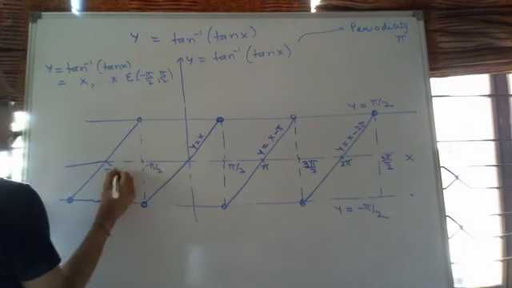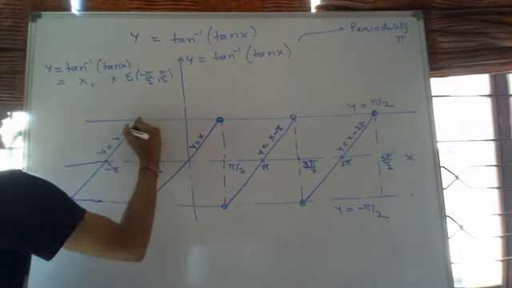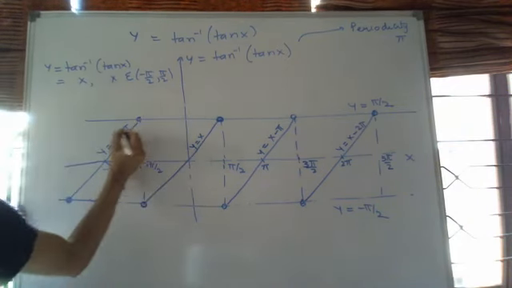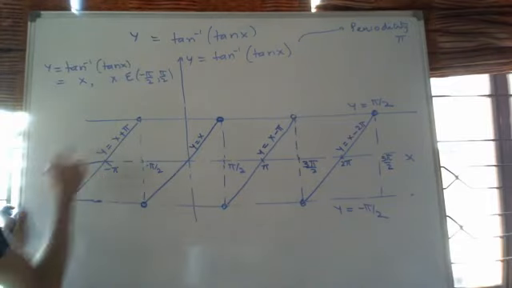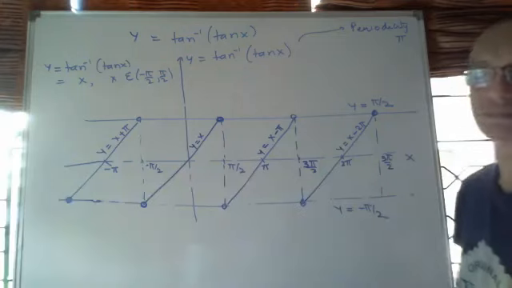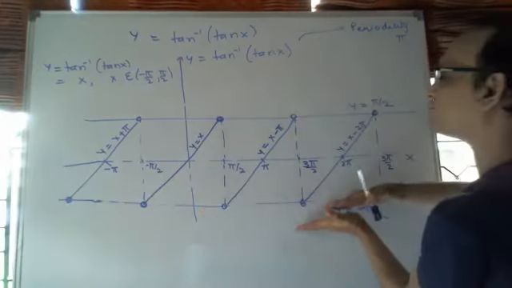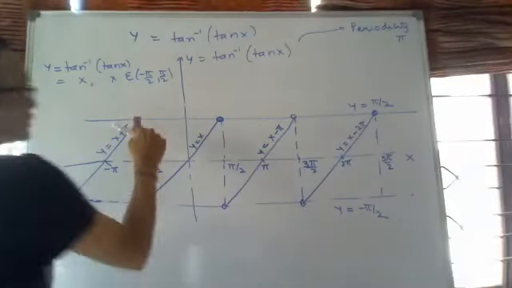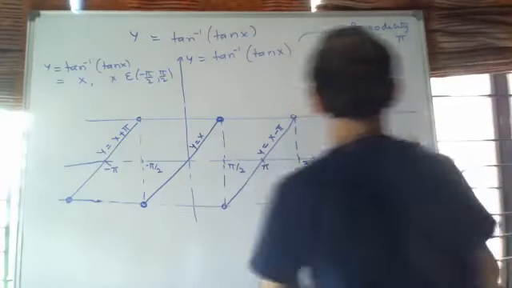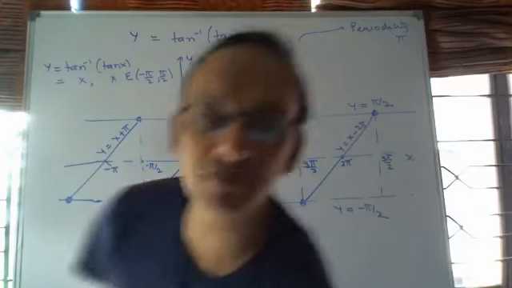Zero minus pi. This is y equal to x plus pi, because y is 0 at x equal to minus pi. Same thing will get repeated. This is the graph of y equal to tan inverse tan x. It still lies between y equal to pi by 2 and y equal to minus pi by 2. And look at these things. This is the graph of tan inverse tan x.